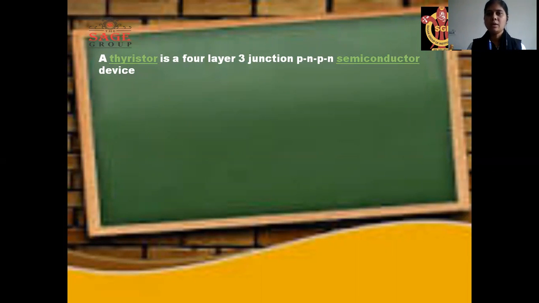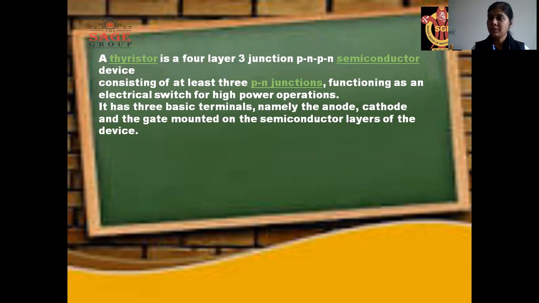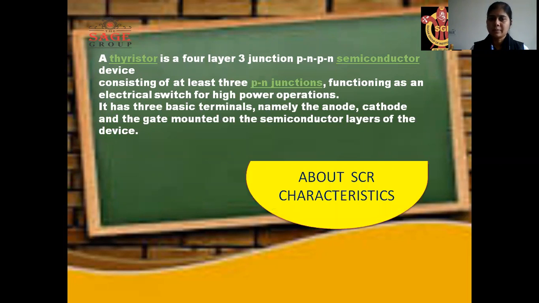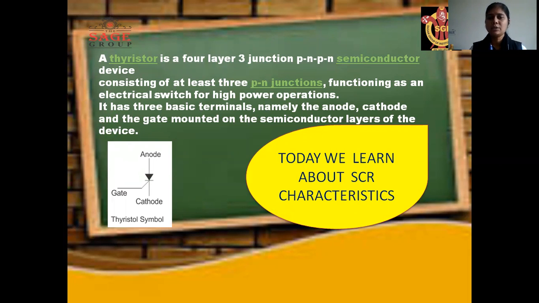Okay, now let me show it on our PPT. As you see, a thyristor is a 4-layer, 3-junction PNPN semiconductor device consisting of at least 3 PN junctions, functioning as an electric switch for high power operation. It has 3 basic terminals, anode, cathode and gate, mounted on the semiconductor layers of the device. Today we discuss the characteristics of SCR. This is the symbol of SCR: anode, cathode and gate.